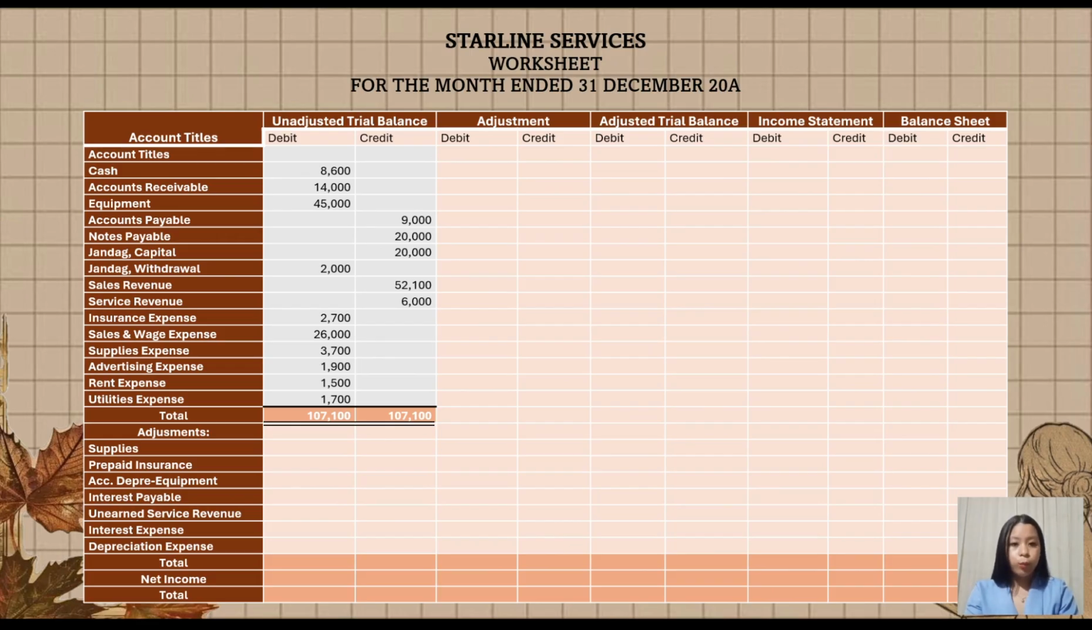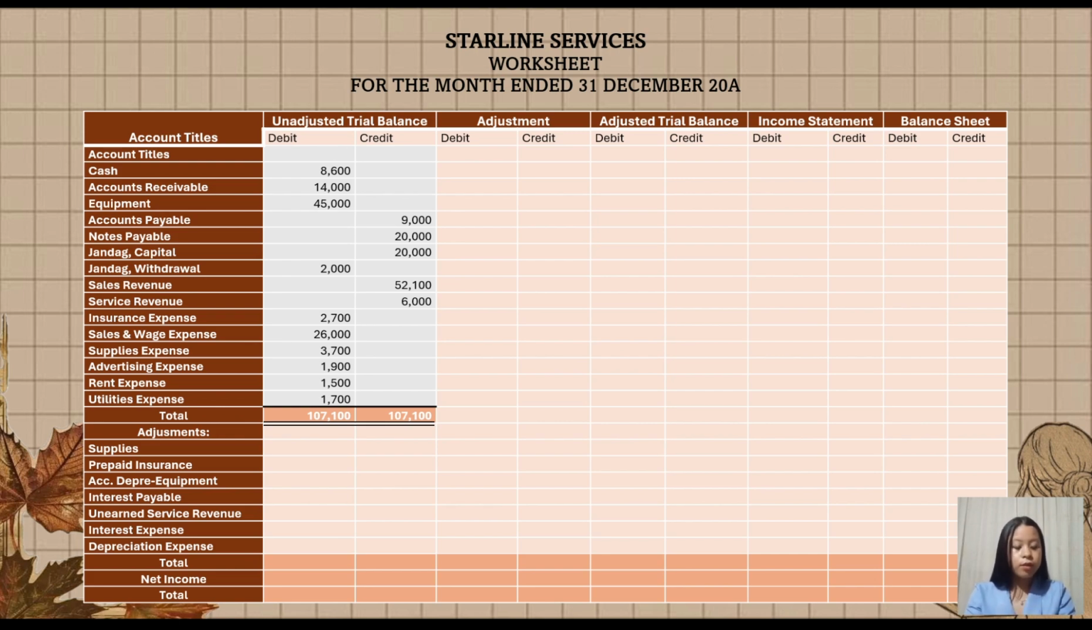First, we start with the unadjusted trial balance. This section lists all the account titles and their balances before any adjustments. For example, cash has a debit balance of 8,600. Accounts receivable is 14,000. Equipment is 45,000. Accounts payable has a credit balance of 9,000.